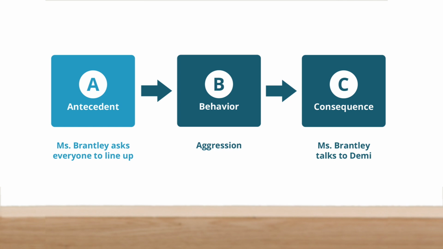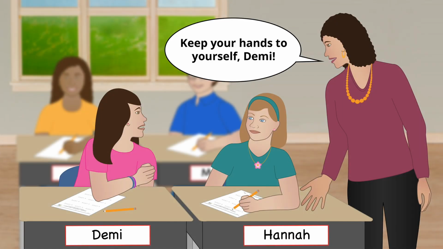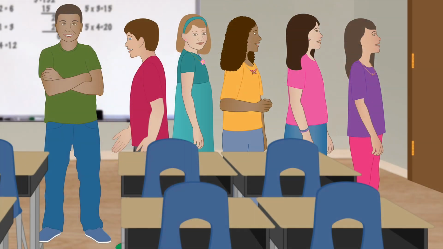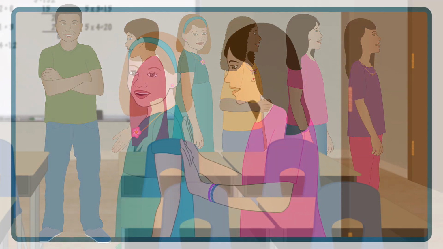So, let's connect the function of gaining adult attention to the consequence. If Ms. Brantley always goes over and has a long conversation with Demi after she is aggressive, then it's likely that the aggression may actually be reinforced, even though Ms. Brantley isn't reinforcing it on purpose. If Ms. Brantley continues to respond this way, Demi may be more likely to be aggressive in the future to gain her attention. If Demi is quickly redirected to lining up, or if she is given another quick consequence that doesn't include Ms. Brantley's attention, then the aggression may not be reinforced. Ms. Brantley would expect that Demi would not be as likely to be aggressive in the future.